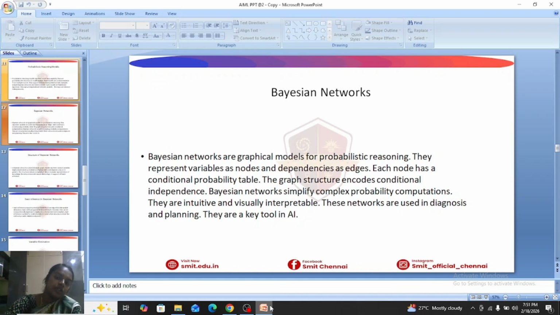Then moving on to Bayesian networks. These are graphical models for probabilistic reasoning. They represent variables as nodes and dependencies as edges. Each node has a conditional probability table. Graph structure encodes conditional independence. Bayesian networks simplify complex probability computation. They are intuitive and visually interpretable. These networks are used in diagnosis and planning. They are a key tool in AI.